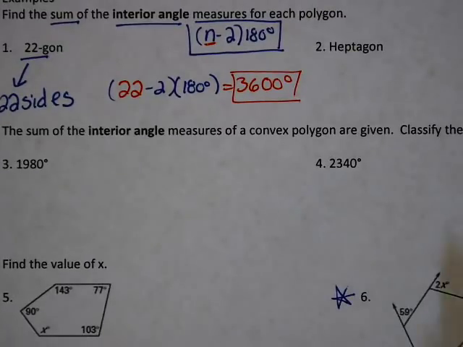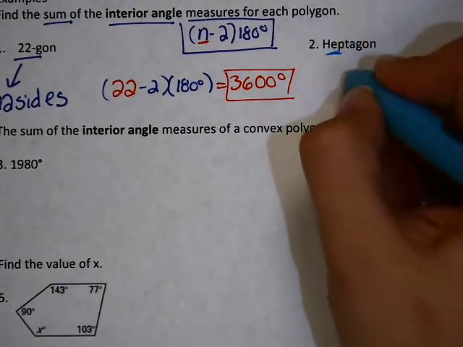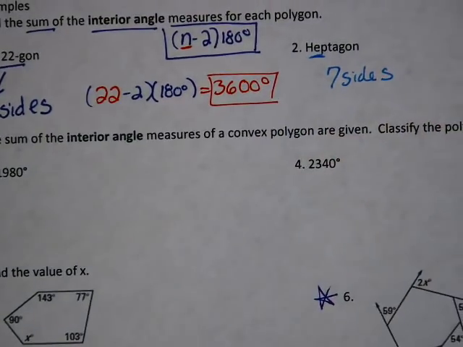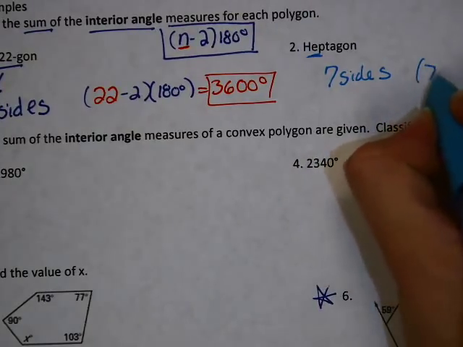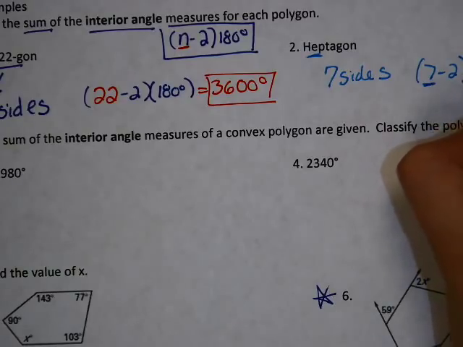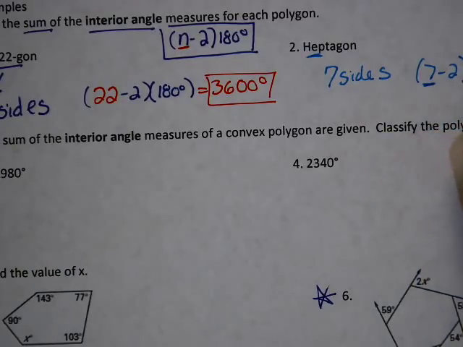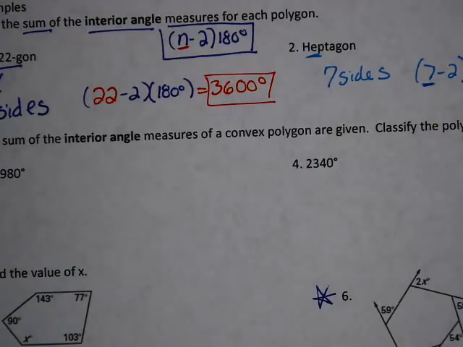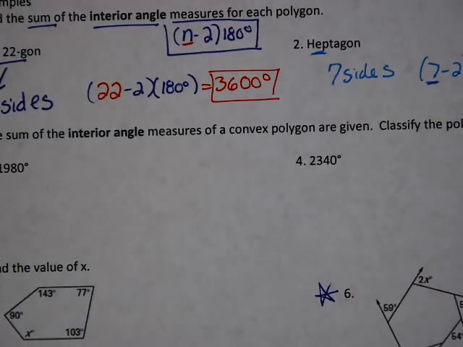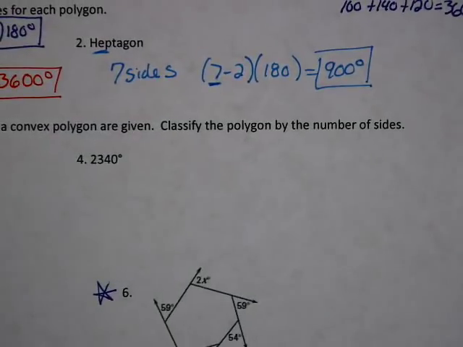Now a heptagon, which we did on the other side, let's prove it by using our formula. So we know that it's 7 minus 2 for n, and multiply that by 180, we get 900 degrees. You can check and see if that's what we got on the other side, which it is. Just remember that n stands for the number of sides.